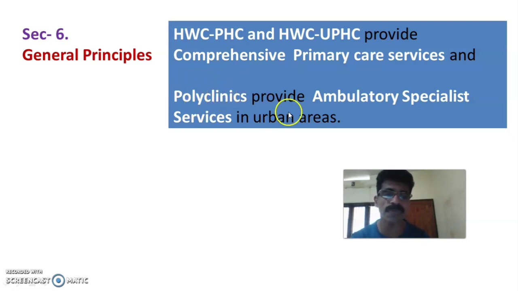Then polyclinics provide ambulatory specialist services. So it is a group of clinics in a single setting. Okay, so it provides ambulatory specialist services in the urban areas. Okay, so the first principle is health wellness center, primary health center and health wellness center, urban primary health center provide comprehensive primary health care services to the public. Then polyclinic provides ambulatory specialist services in the urban area to the people or public.